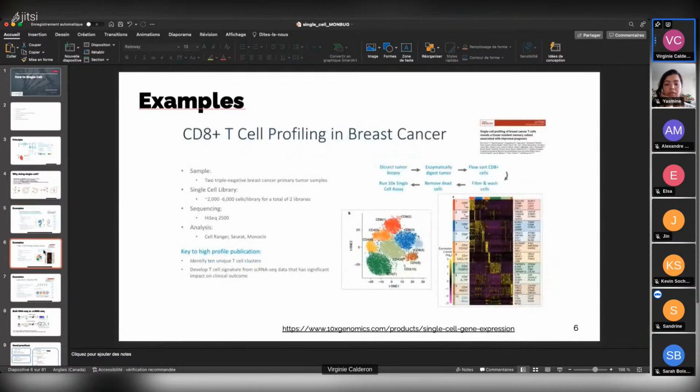So this is the next example in the case of a breast cancer. In this case, they wanted to describe the subtypes of T cells in this cancer, and they were able to develop a signature that has a significant impact on clinical outcome. So that's something you can also extract from a single cell experiment. It's a signature that you can use later to do prediction on patients.